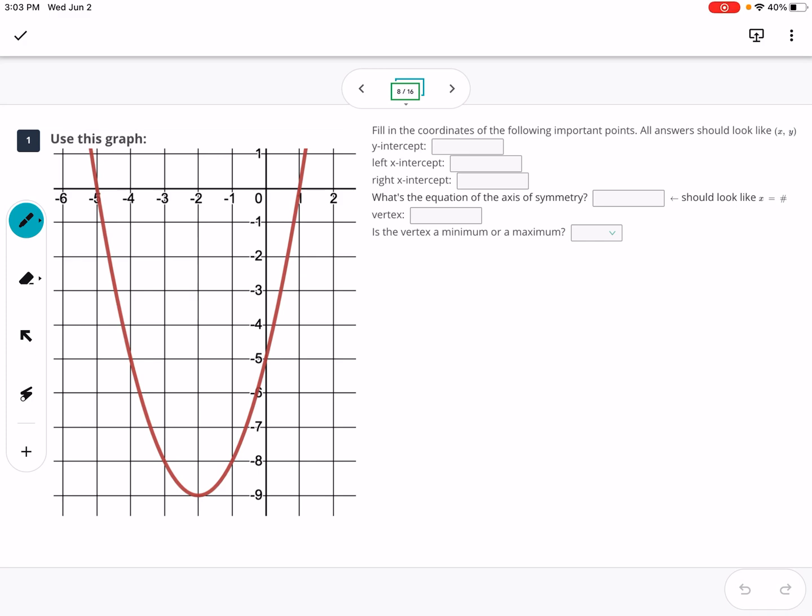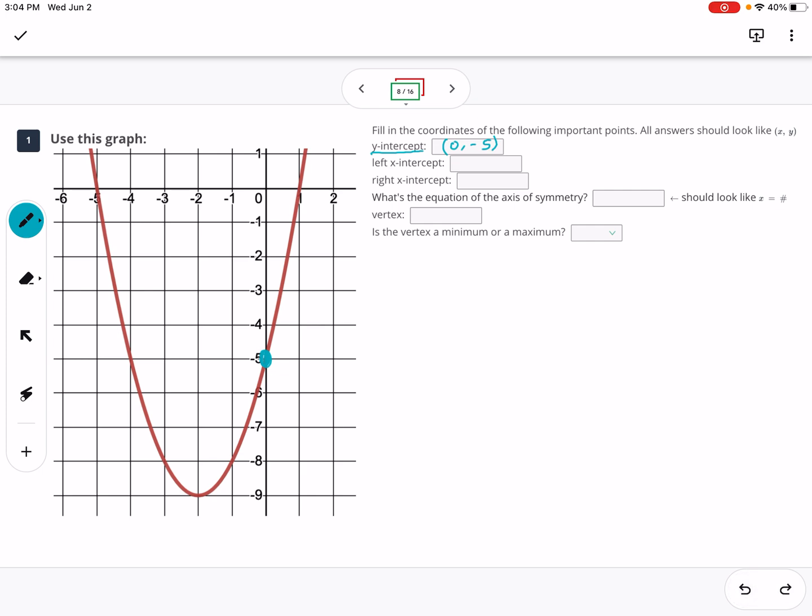Let's take a look at this graph and find all the important points. So let's start with the y-intercept. The y-intercept is where this y-axis meets this red graph. So in this graph, where does the y-axis meet the red graph? It hits right here. Okay, now what's that point? That point is (0, -5), right? And the y-intercept is always going to be (0, a number), always. Okay, so this is the y-intercept.